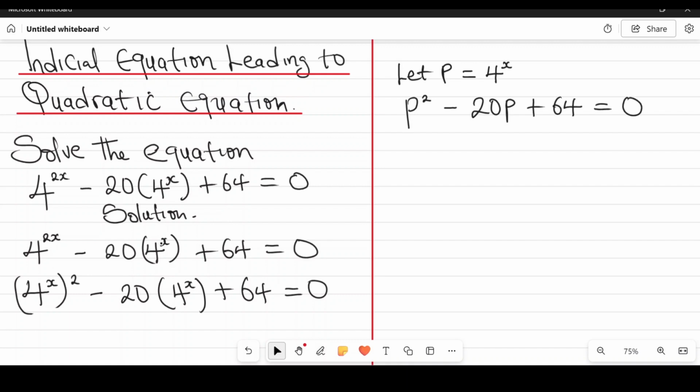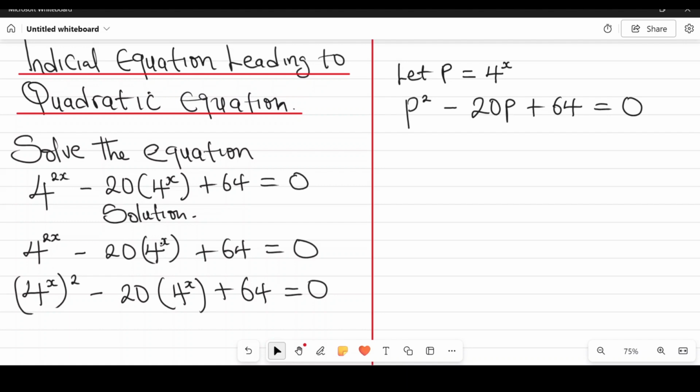This has now been expressed as a quadratic equation, because for an equation to be called quadratic, the highest power of that equation must be of degree 2. So therefore, the highest power here is what? Is 2.